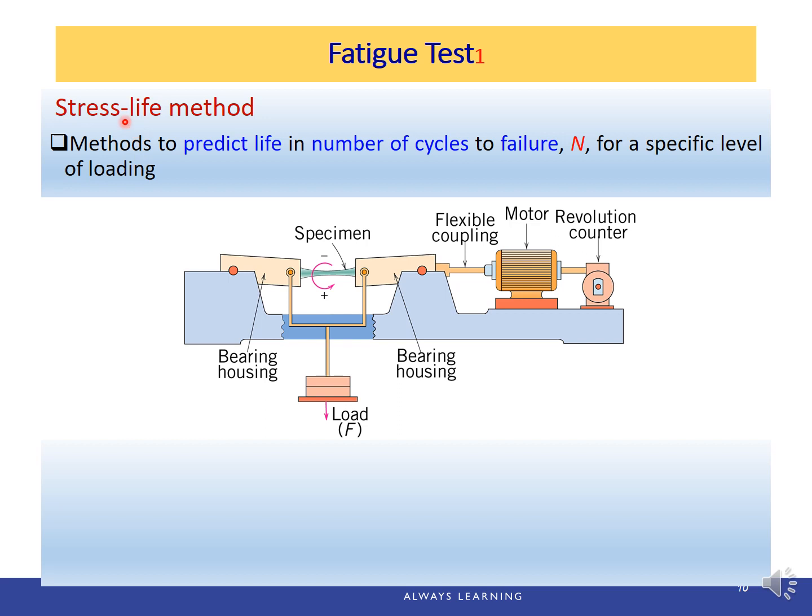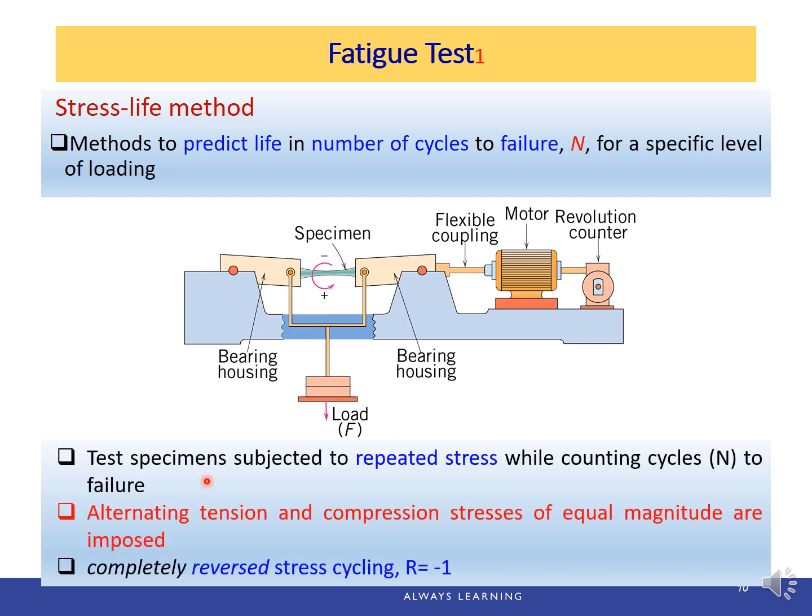This method is sometimes referred to as the stress life method, because at a given or specific level of loading, you measure the number of cycles the specimen can last before it breaks. The number of cycles is the life of the specimen, and it is expressed as N. Then we change the load, count the number of cycles it can last before it breaks again, and so forth. After a series of tests, we can get the plot of stress versus life.